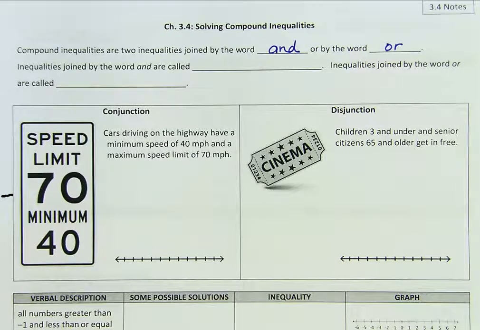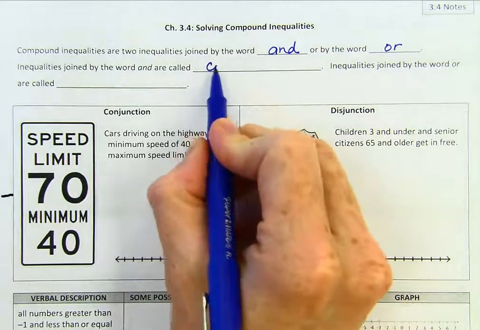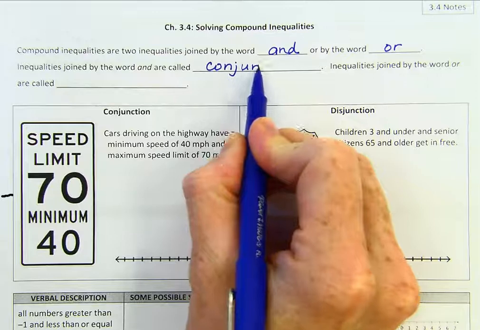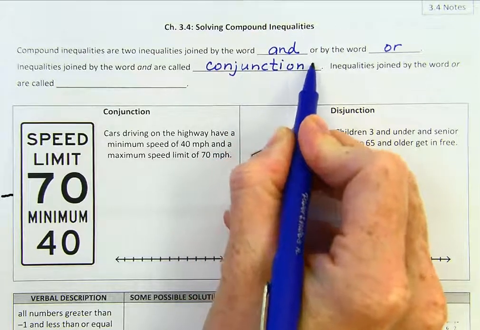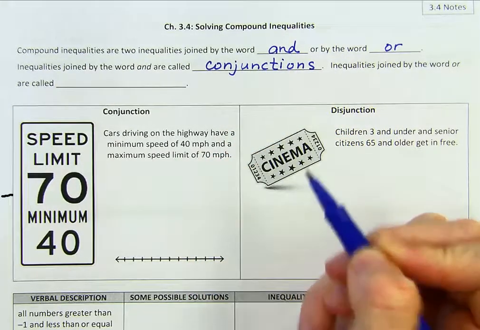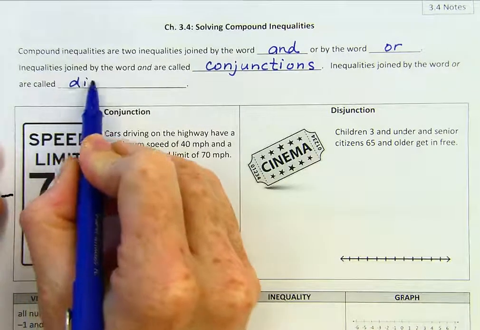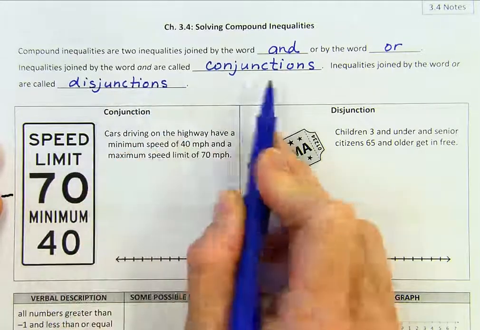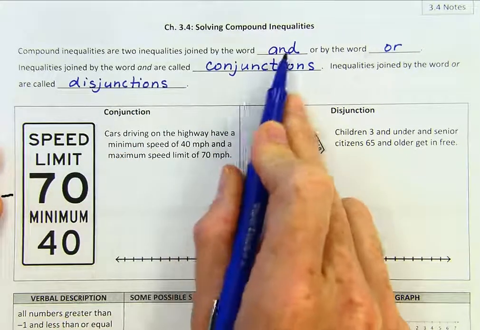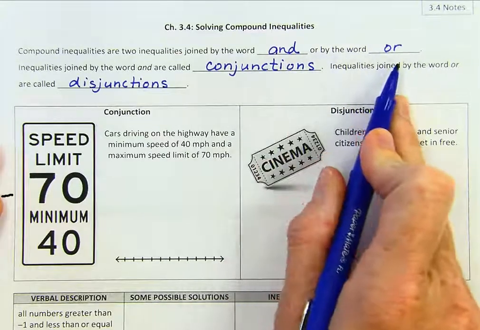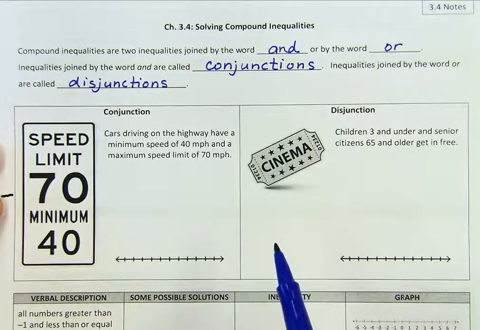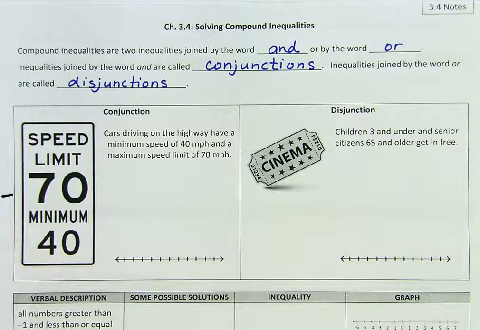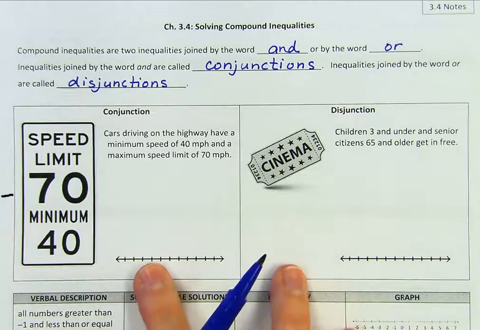Inequalities joined by the word and are called conjunctions. Inequalities joined by the word or are called disjunctions. Now, if you think about even in English class, you use the word conjunctions, okay? So it's very similar to English, where you have two problems and you join them together with a conjunction. Two real life examples to help you make sense of what a conjunction is and what a disjunction is are these two here.